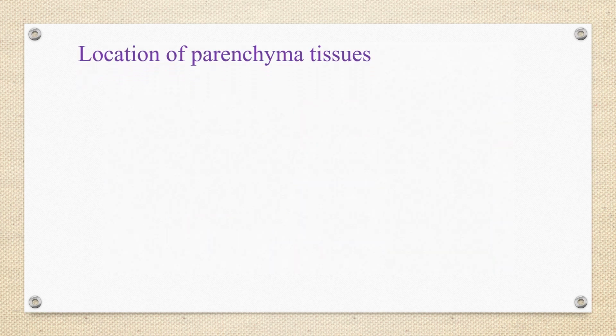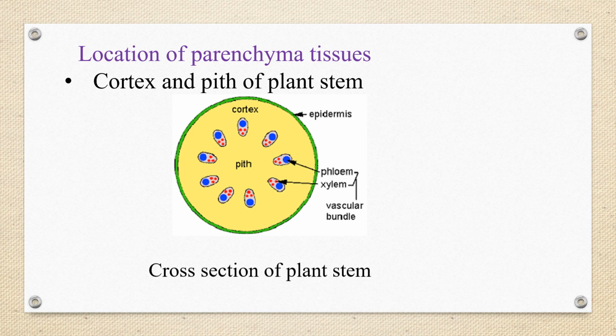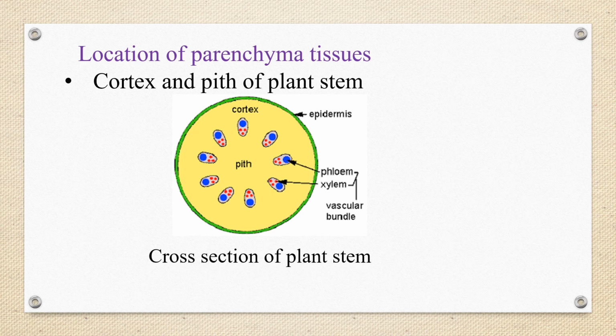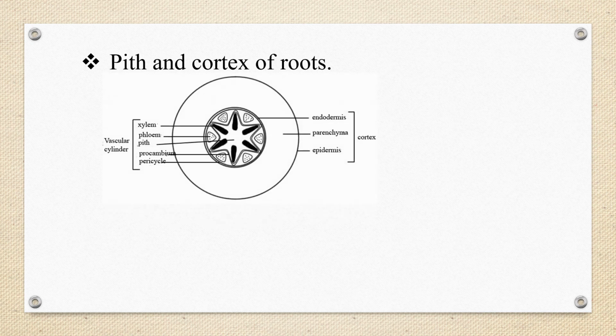We will see where this parenchyma tissue has located in the plant body. Cortex and pith of the plant stem, we can see the parenchyma tissue. This is a cross section of a plant stem. This part is called the cortex of the plant stem and this part is called the pith of the plant stem. And also we can observe this parenchyma tissue in the pith and cortex of roots. This picture is a cross section of a plant root. The middle part of a root is called the pith and the outermost part of the root is called the cortex.